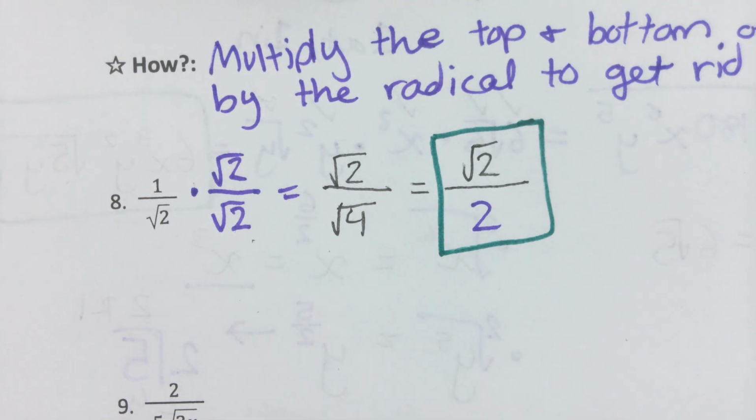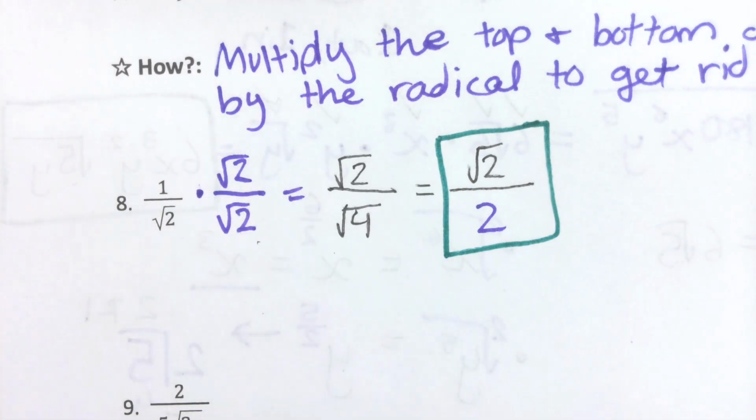Reminder, square root's not allowed on the bottom. On the top, perfectly fine. It is impossible to completely get rid of it from the fraction, so the only thing we can do is make it better by putting it on the top instead.